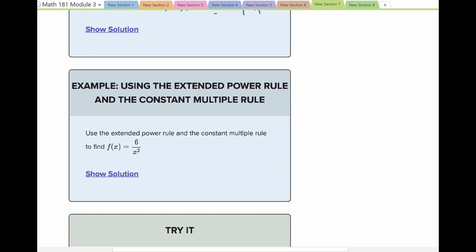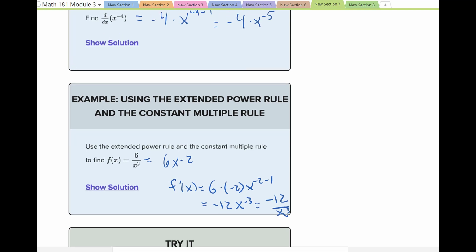The next one, you can rewrite this f of x equals 6 over x squared to be 6x to the negative 2, so that f prime of x is going to be 6 times negative 2 times x to the negative 2 minus 1. So that's going to be negative 12x to the negative 3, or negative 12 over x cubed. I should have written this up here as negative 4 over x to the 5th. I'm not sure how they want their answer, but both of those work. They're equivalent.